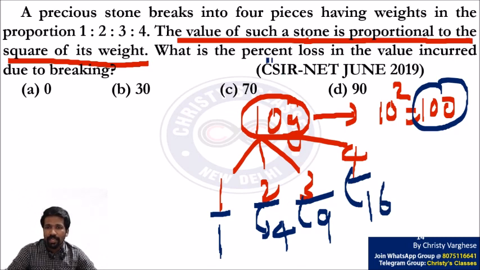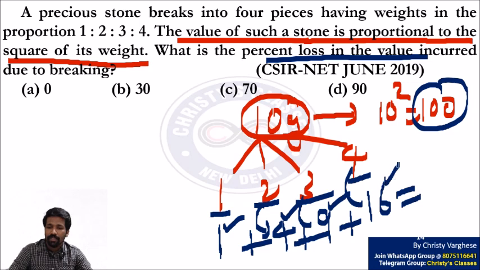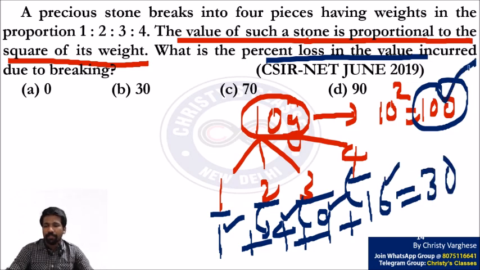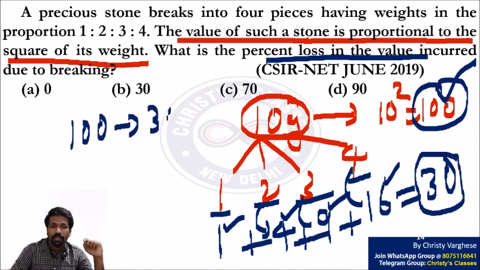Now the question is asking the percentage loss of value incurred due to breaking. That means after breaking, these 4 parts added up will be the total cost. Total price of all the 4 pieces is 1 plus 4 plus 9 plus 16, that is 30 rupees. If 100 rupees was the price of the stone earlier, now after breaking it is becoming 30 rupees. So 100 becoming 30, how much is the percentage loss?